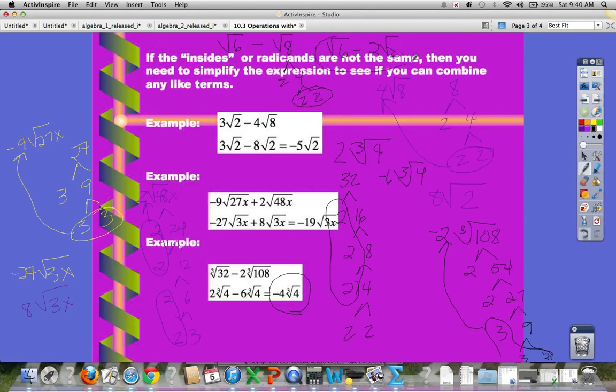Well, that is as far as it goes because these do not have the same insides. So this is as far as this expression goes, and you'll just write it just like that. But it has to be simplified in order to be finished. So when you have this kind of problem, you will write this. And even though that doesn't look like an answer to you, it is an answer because that is as simple as it can be. Okay?